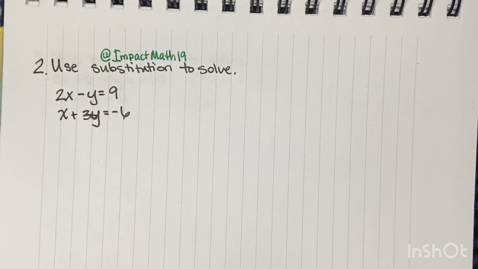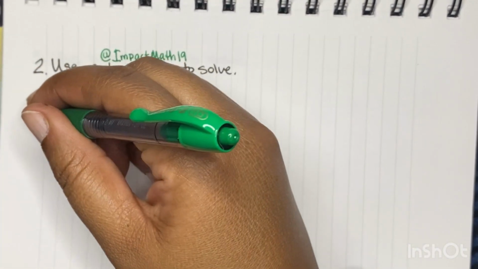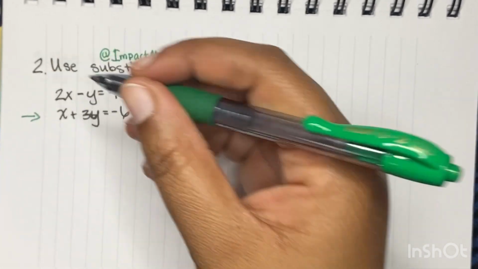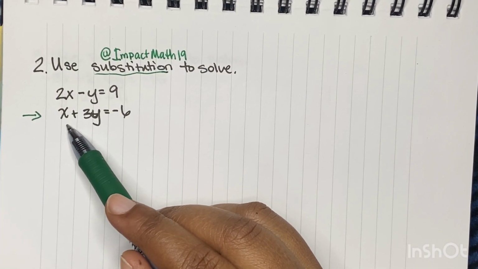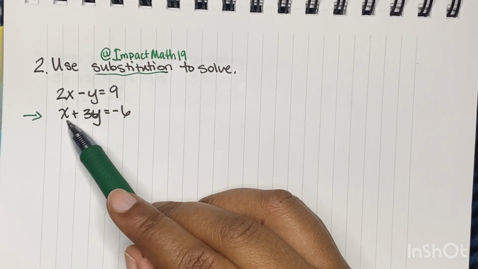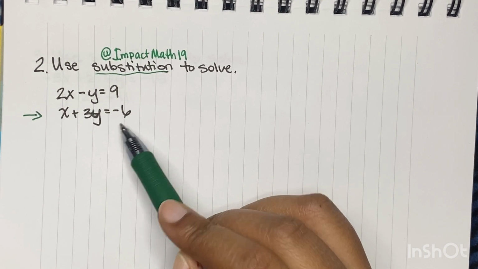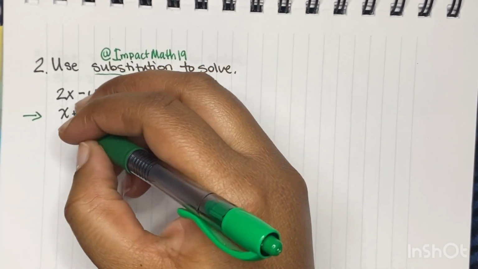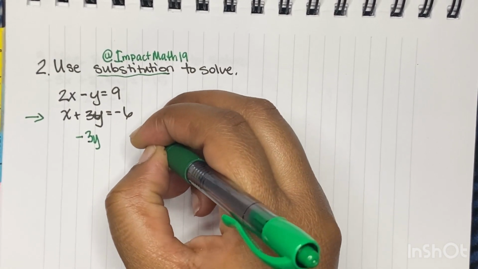All righty. Number 2 says use substitution to solve. Okay, so what we're going to do is when you're trying to use the substitution method, we're going to focus on this second equation. We want the x by itself. So how we get the x by itself is we need to move this positive 3y to the other side. We're going to do that by doing the opposite. So we're going to minus 3y to both sides.